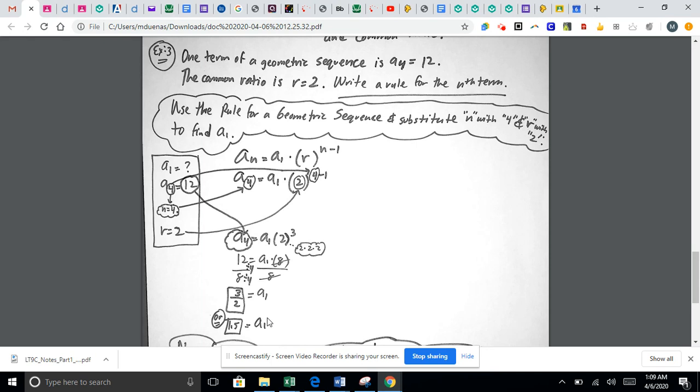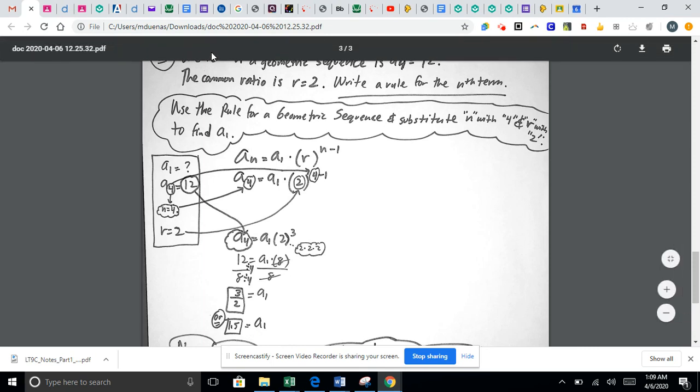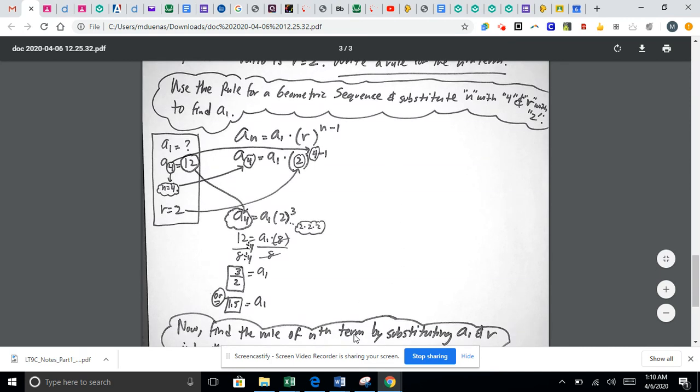All right, so now we found our a sub 1. What do we do with that? Again, what was the goal? Our goal was to write a rule for the nth term. In order for you to write the rule for the nth term, we need to make sure we know the a sub 1, the first term, and we need to know the common ratio. So the common ratio was given to us, which was r equal to 2. So pretty much what we're going to do is use our general rule of geometric sequences, and we're going to substitute a sub 1 and then the r, which is the common ratio. And then we're done.